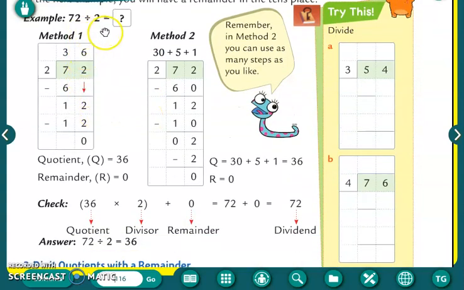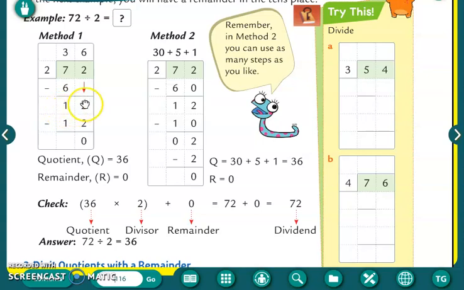72 divided by 2. Now we will see the first method. Here we will start from the tens place and we will calculate with 7. So in the table of 2, if there is 7, is the answer there? No, but below 7 we have to see. So for that we will write 2 threes are 6. So here the remainder will be 1.